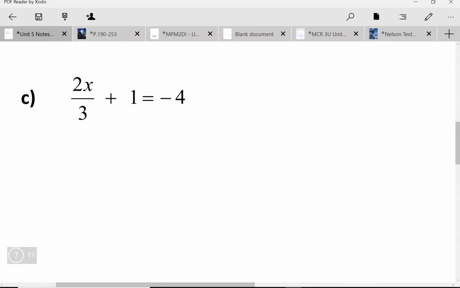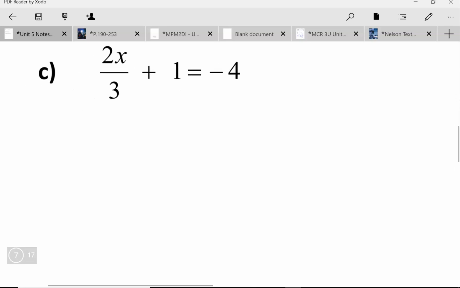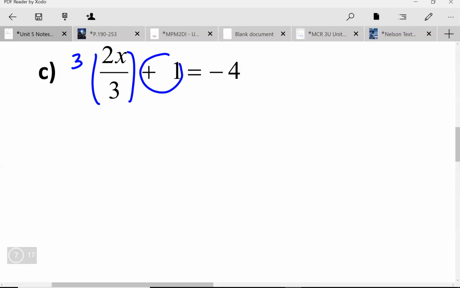Here, again, same idea. Actually, this is going to be a bit different, because by our first method, you can do it the first way. Multiply each term on both sides by the lowest common denominator. There's only one denominator, which is 3. So I'm going to multiply this by 3, this by 3, and this by 3.